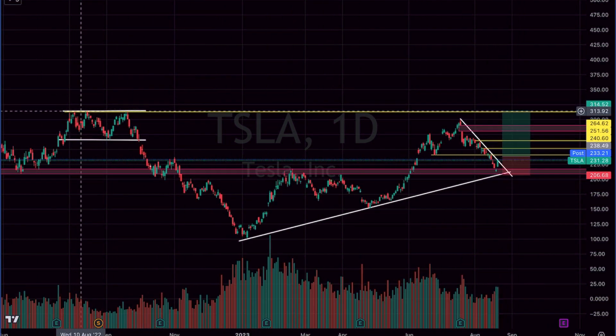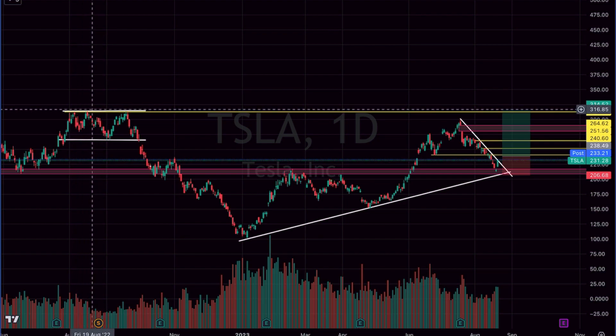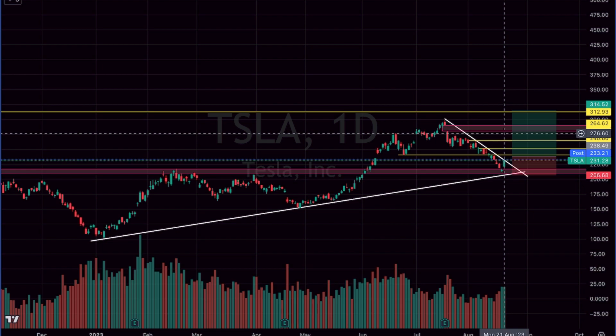It's because this was a range, right? You see 1, 2, 3, 4, 5, 6. We got many rejects here showing that, you know, sellers are here. There's a wall of sellers here, right? So this is a very key resistance. And then we have a gap up here to get filled, right?